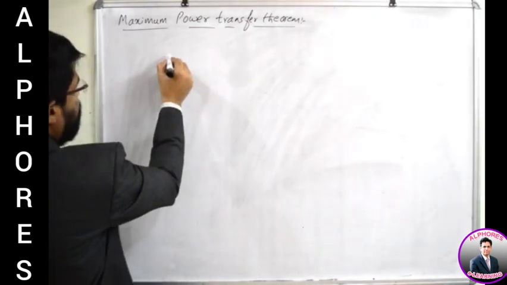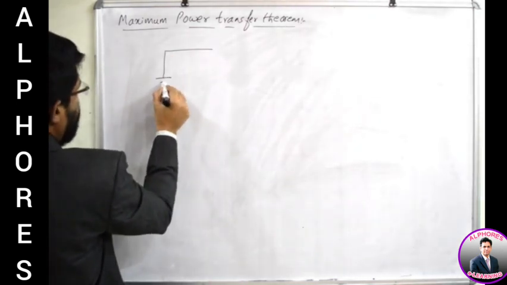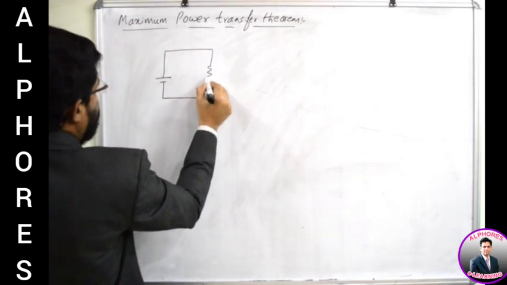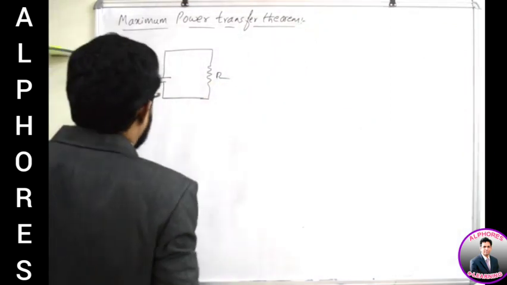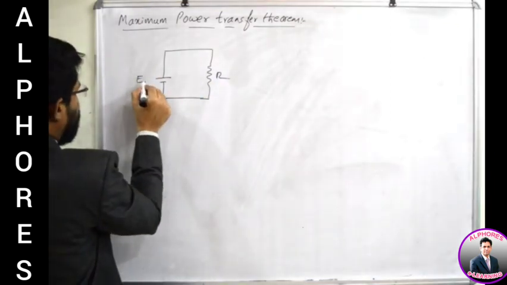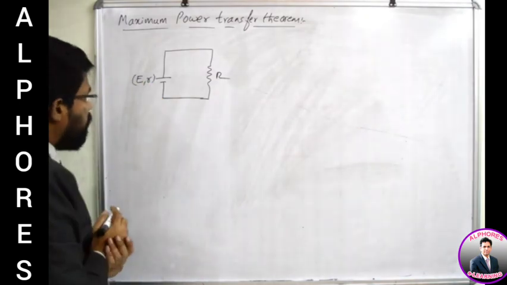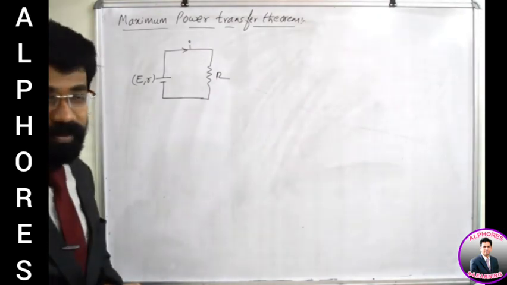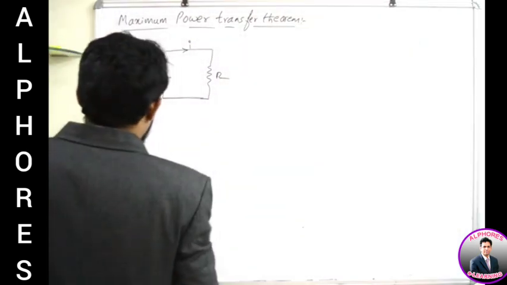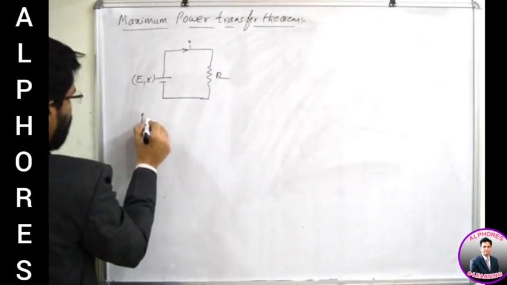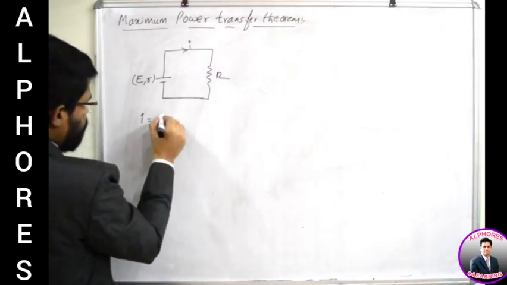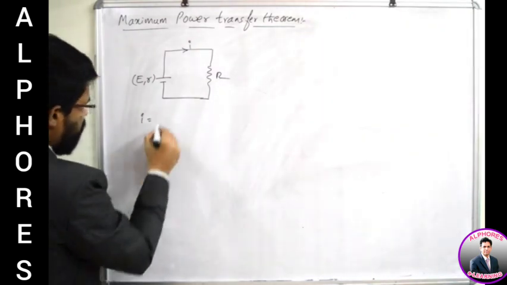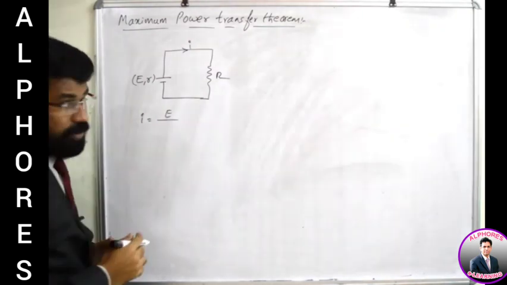See, I'll consider a circuit containing a cell and a resistor, external resistance capital R. Let the EMF of this cell be E and the internal resistance offered by the cell be r. Let a current I be flowing in the circuit. Okay. Now, how can this I be written? Total current in the circuit is written as total EMF, which is E, divided by the total resistance offered by the circuit.